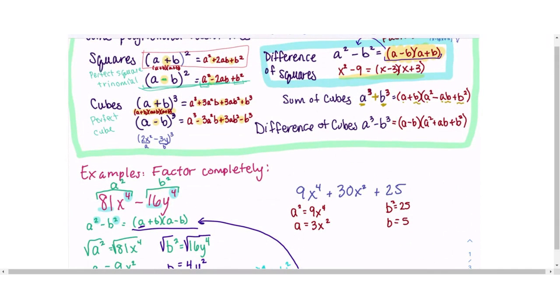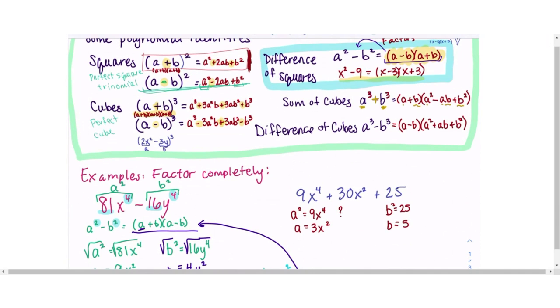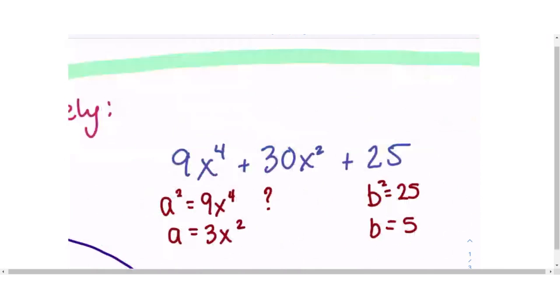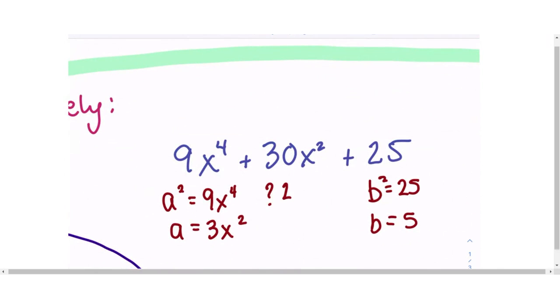If I look at this perfect square trinomial thing up here, see this one? This follows that. So let's just check. Is this part right here, we want it to be 2ab. So let's try 2 multiplied by 3x squared multiplied by 5. Is that indeed 30?